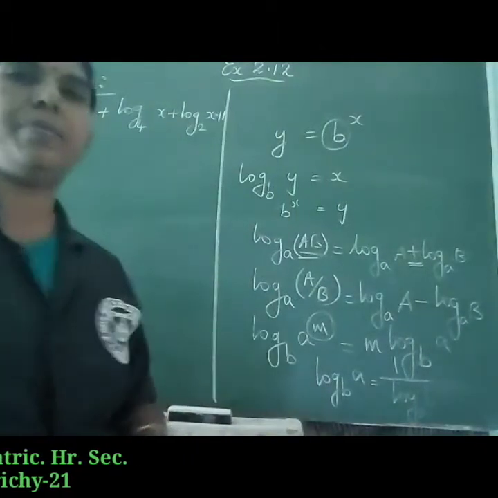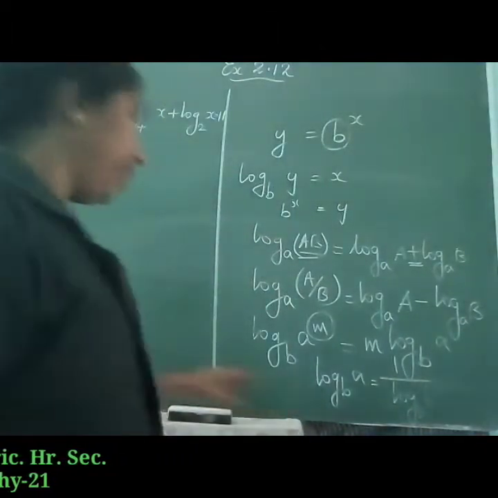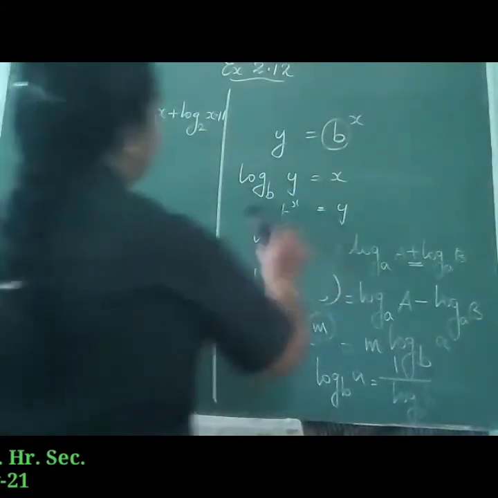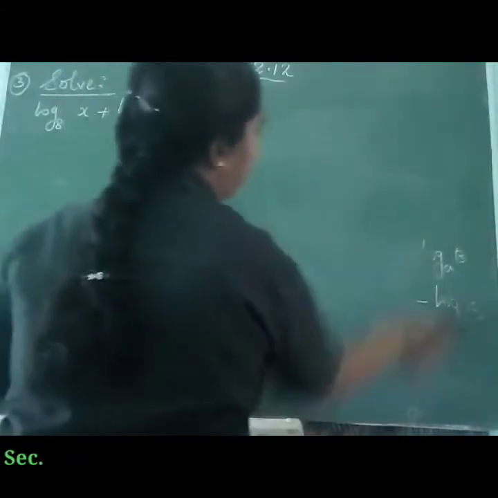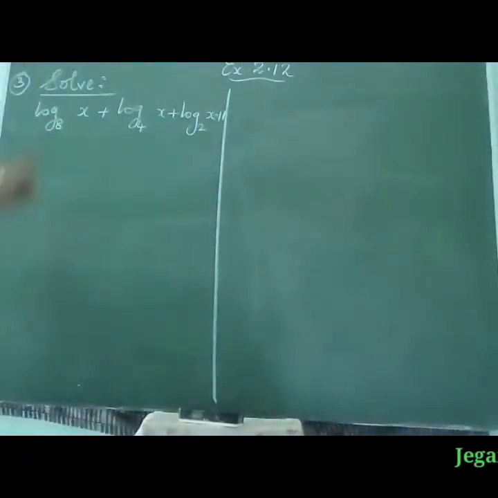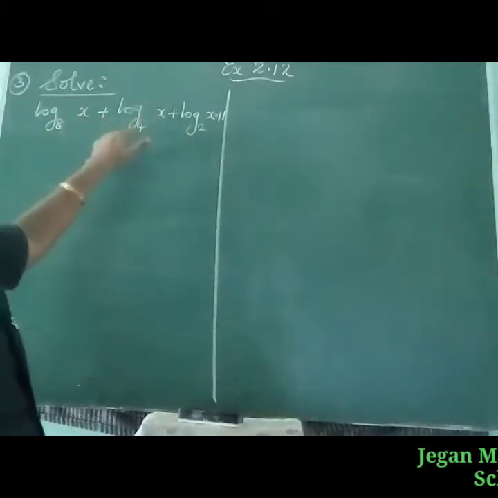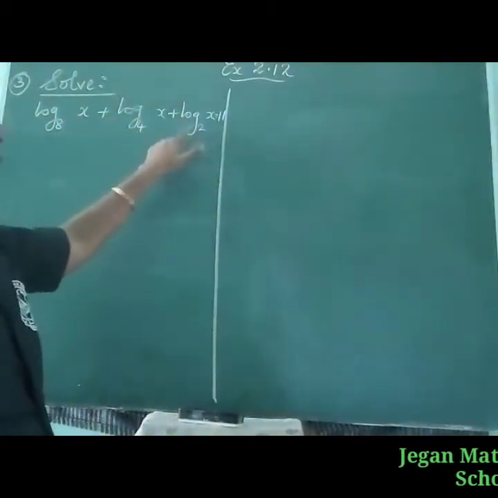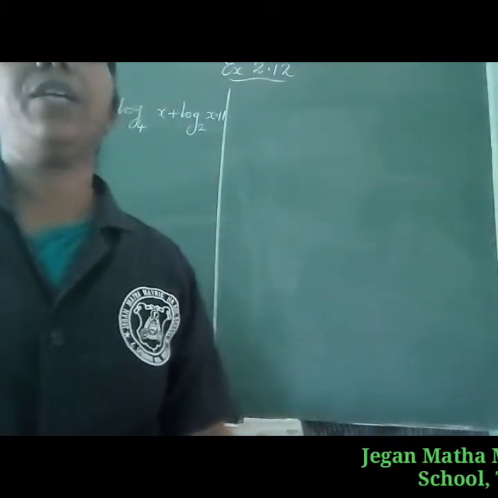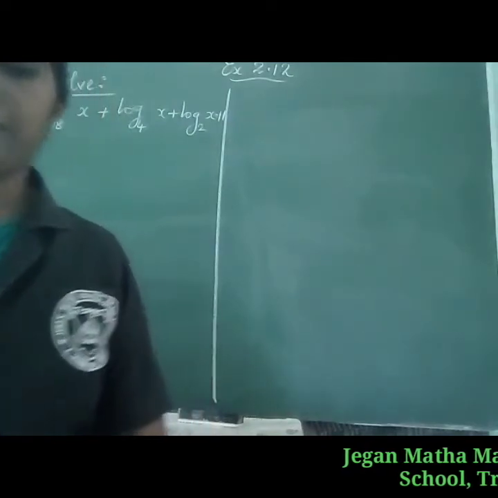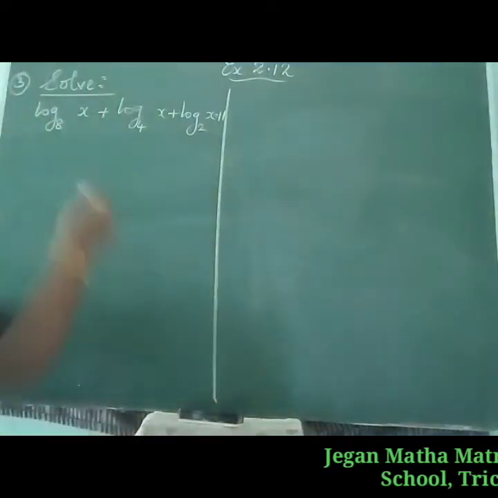Based on these properties, we can solve the sums given in exercise 2.12. Exercise 2.12, question number 3. Solve log x to the base 8 plus log x to the base 4 plus log x to the base 2 equal to 11. Solve means here we have to find the value of x. So first we can take each one separately.